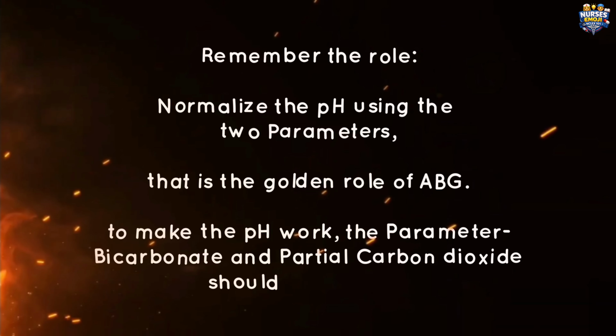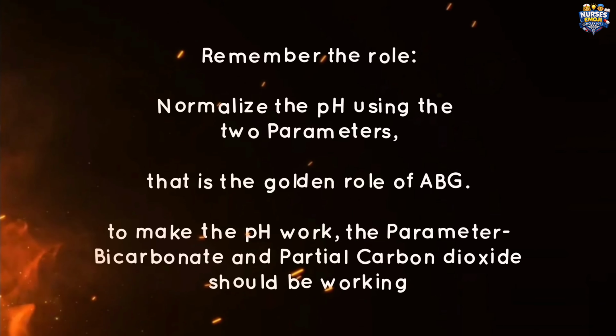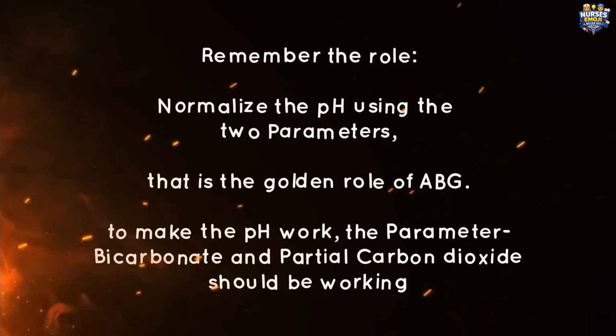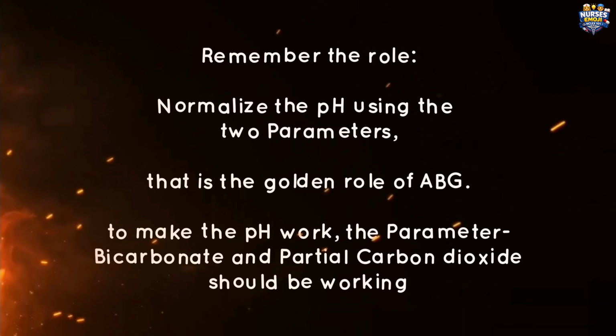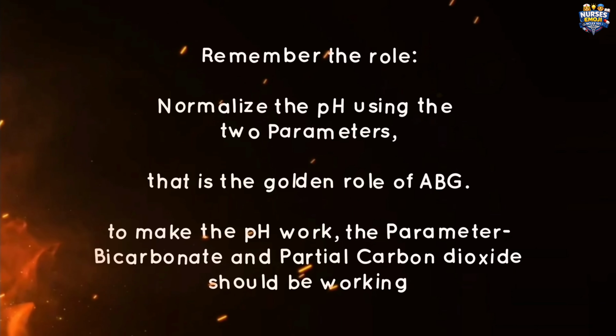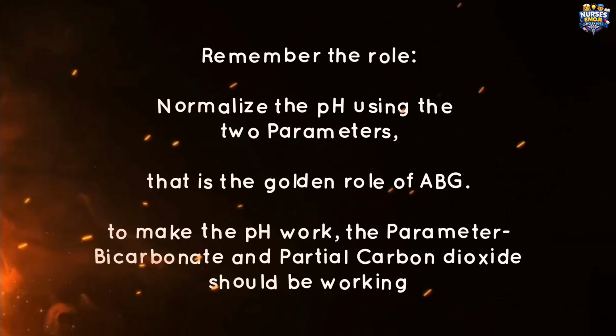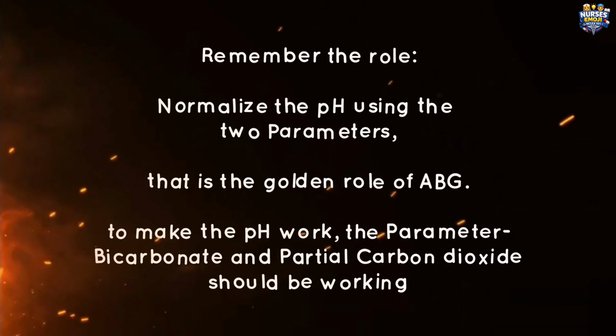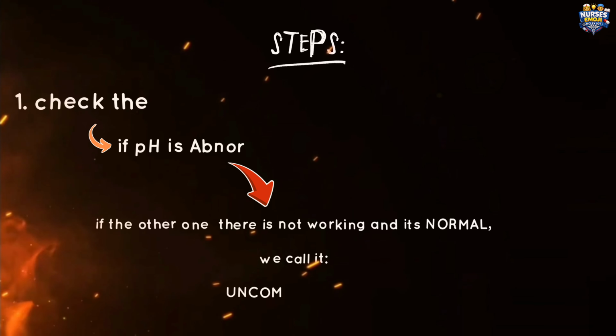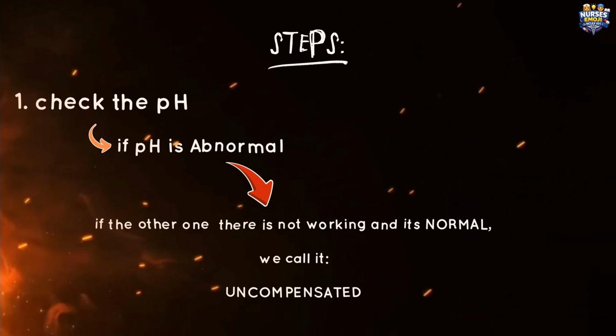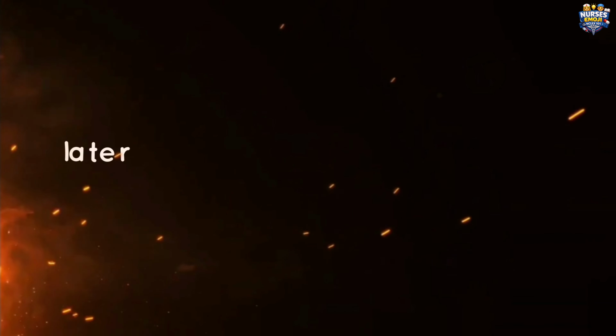Remember the rule: normalize the pH using the two parameters. That is the golden rule of ABG. To make the pH work, the parameters bicarbonate and partial carbon dioxide should be working. If the other one is not working and it's normal, we call it uncompensated. Later you will understand it more as the lecture goes on.